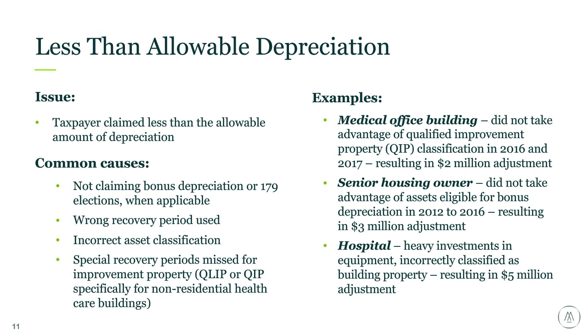So a couple of examples that we've seen: a medical office building could have taken qualified improvement property on interior non-structural improvements, and since qualified improvement property was eligible for bonus in 2016 and 2017, that resulted in a huge adjustment. And a senior housing owner had assets buried in general improvement projects that could have been segregated out into shorter recovery periods that were also eligible for bonus depreciation. And lastly, a hospital that invests a significant amount of dollars into medical equipment had those equipment amounts end up on the depreciation schedule as 39-year building property. Instead, they obviously should have been 5-year life, which was again eligible for bonus depreciation.